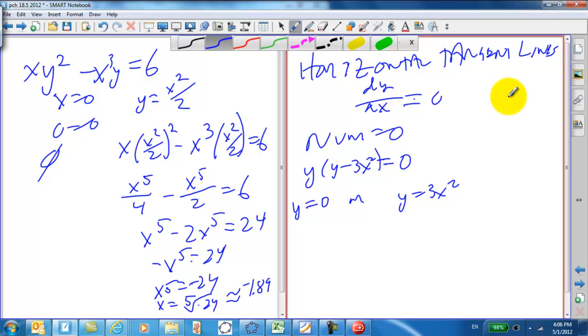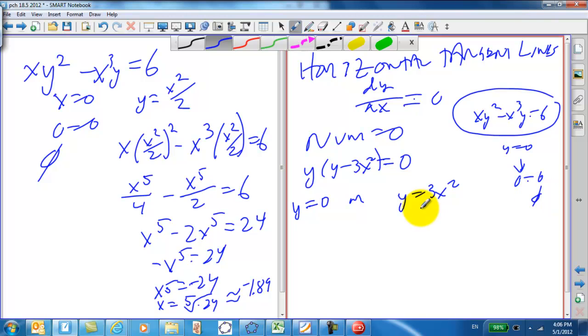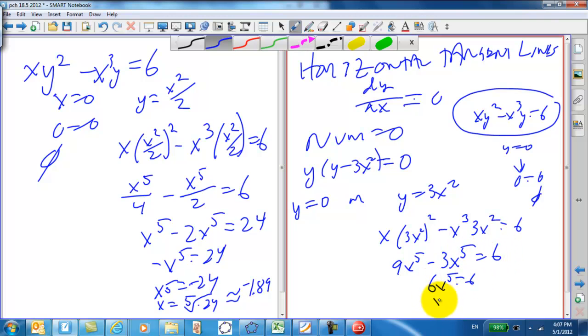Well, again, looking at our original function of xy squared minus x cubed y equals 6, if we set y equal to 0, that leads to 0 equals 6. There's no solution there. But if we set y equal to this other one, we have x times (3x squared) squared minus x cubed times y, which is 3x squared, equal to 6. And we get 9x to the 5th minus 3x to the 5th equals 6, or 6x to the 5th equals 6, or x to the 5th equals 1, x equals 1.